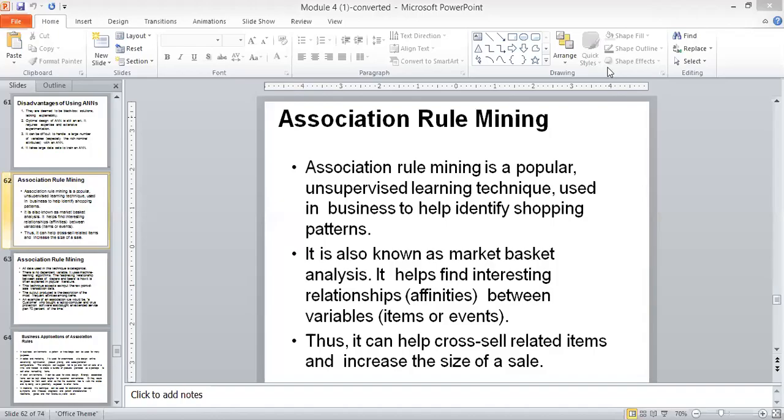Thank you, Setu. So, as you know, we are discussing association rule mining.